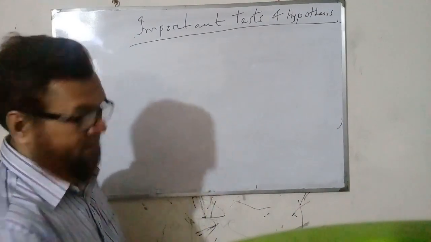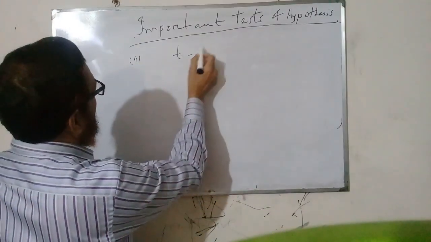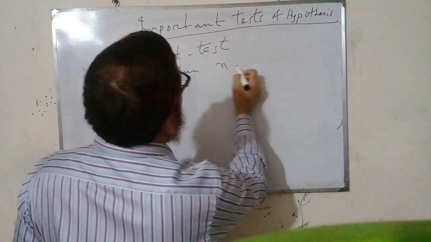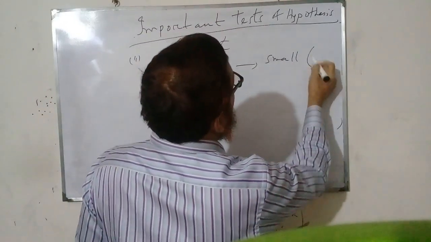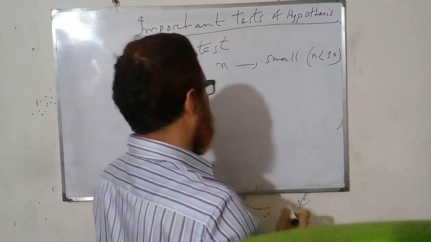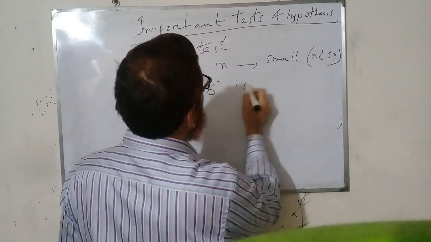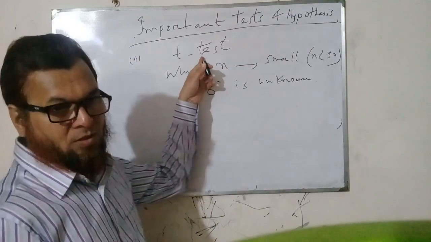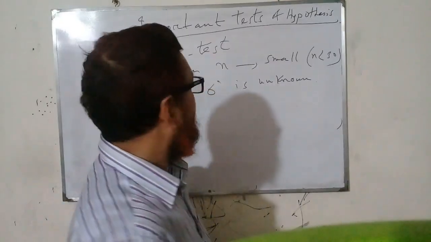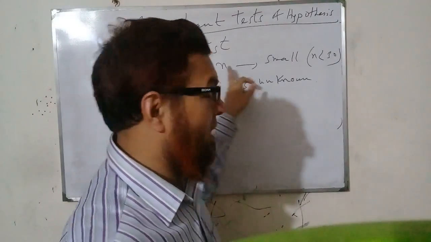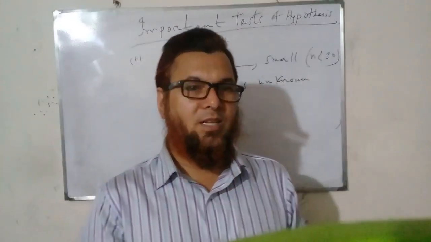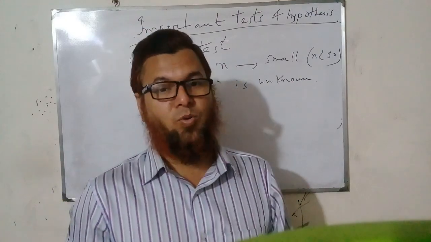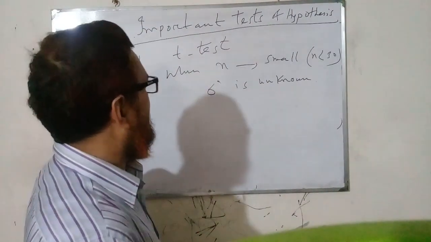Next, number 2, t-test. When the sample size is small, that is n less than 30, and sigma is unknown, then we can use t-test.